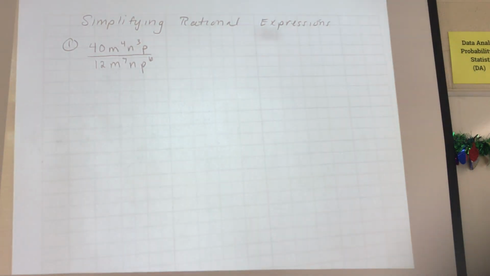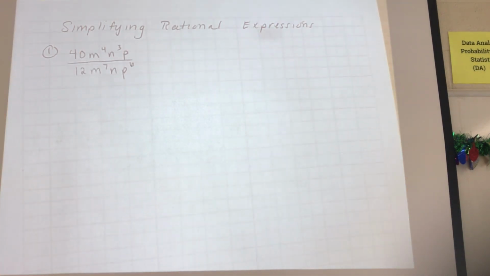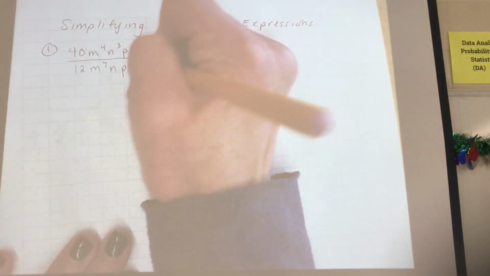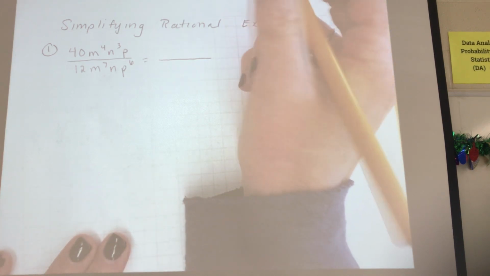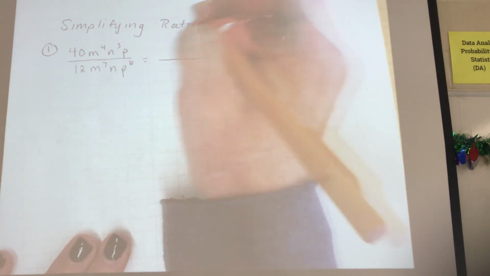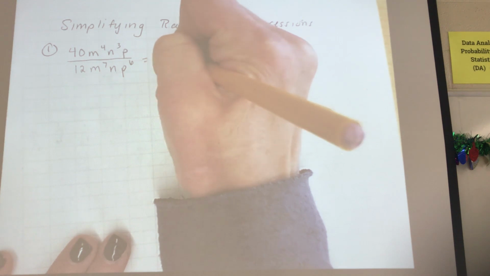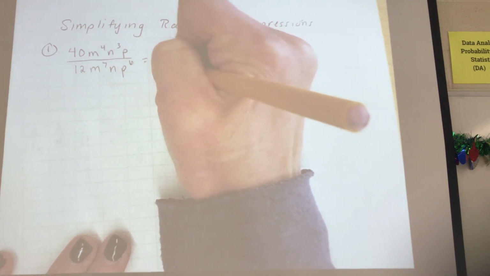This is a rational expression. Rational means it's in the form of a fraction, it's a ratio. And so, again, pause me, take a minute, and simplify this guy. All right, here goes. 40 and 12 have a common factor. I'm going with 4. So the 40 will reduce to 10, and the 12 will reduce to 3.